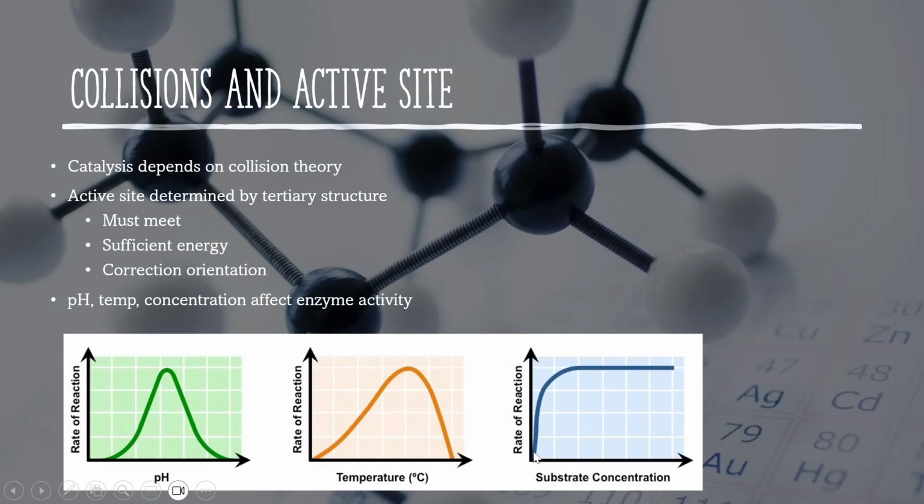And then substrate concentration is just this right here. The more substrate you have, the more the rate of reaction increases until it drops off at a point. This is because there's too much substrate, and increasing the substrate at a certain level doesn't increase the rate of reaction because your enzymes are all occupied.